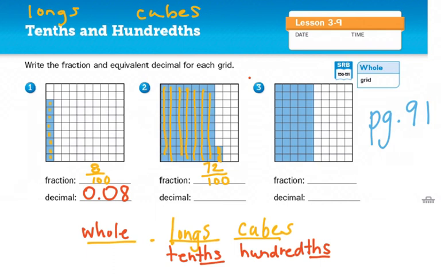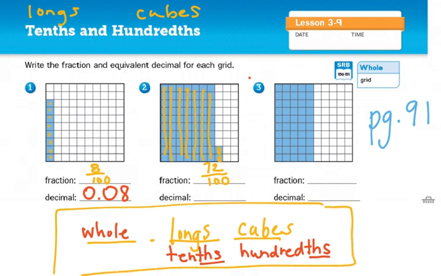How would I write that as a decimal? Well, let's look back to this shortcut to help us understand. We have 0 whole 100 grids filled. We have 7 longs and 2 cubes. In other words, if we were to cut them all out into individual cubes, it'd be 72 hundredths. 72 hundredths.